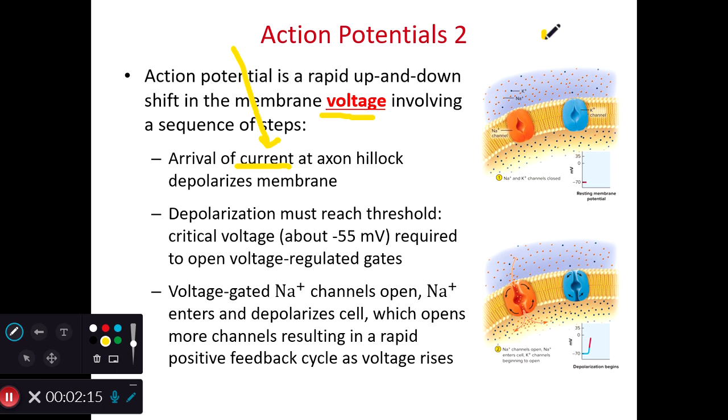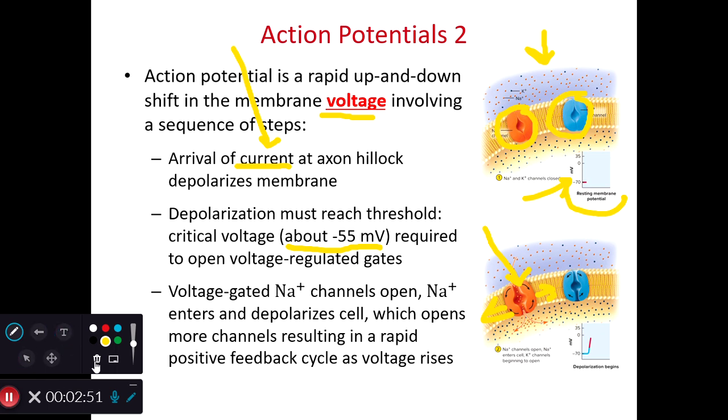So here we are at the very beginning. Here's the axon hillock. The current has not arrived yet, so we're at resting membrane potential, that negative 70 millivolts. And note the sodium voltage-gated channels are closed and the potassium voltage-gated channels are closed. We need to reach a threshold voltage. Typically for a motor neuron, it's going to be about negative 55 millivolts. And once we hit that negative 55 millivolts, the sodium voltage-gated channels open up. So bloop, bloop, they open up.